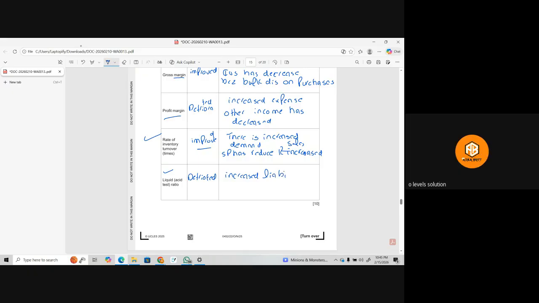Do you know how we can find this? Current assets minus closing inventory, divided by current liabilities. If your current liability has increased, the denominator will be big, so your current assets have to spread over the large number of current liabilities, and your answer will be small. And if the current assets are decreasing, it means that your small number has to spread over the higher number of current liabilities. Your numerator is small, so your answer will be small as well.